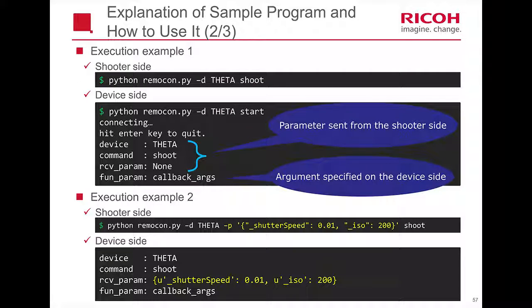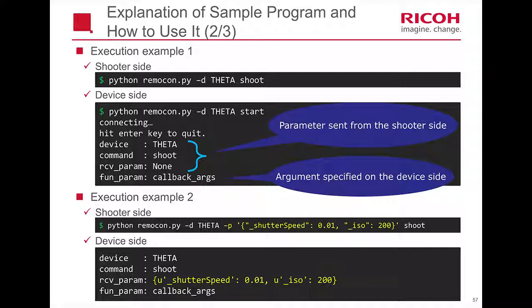Now, I'm going to explain how to actually use this sample application using the execution example 1 in the slide. In this sample application, you will specify the optional parameter and command from the command line interpreter to execute a Python script. Two options are provided. The D option specifies the device ID, and P option specifies the parameter. Two commands are provided. The start command is used to put the system in wait for shooting state, and the shoot command to send the shooting command.